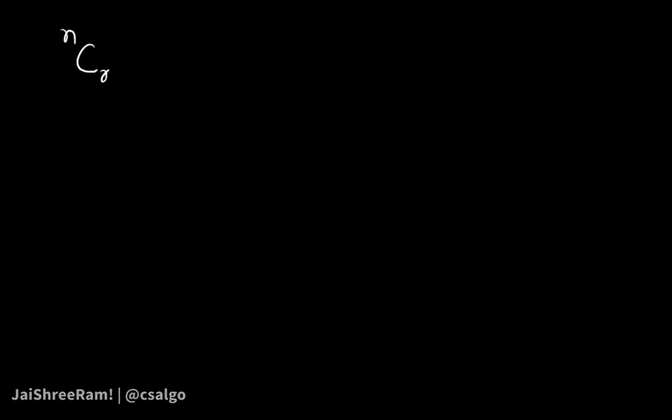Hi, in this video we will be talking about how to calculate n choose r efficiently. So you need to calculate n choose r given the values of n and r. You are given the value of n to be less than or equal to 10 to the power 5, and r is also less than or equal to 10 to the power 5.